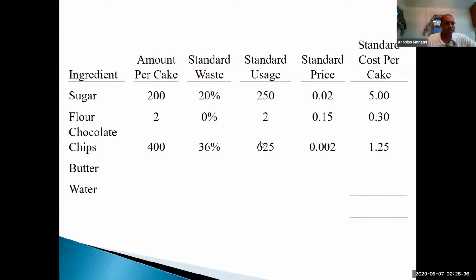So some of you are asking me, how do we get the 625? The standard usage is 625. The way we calculate that, we take the number 400 and we divide that by the quantity of 1 minus 0.36. 1 minus 0.36 in the denominator gives you 625.